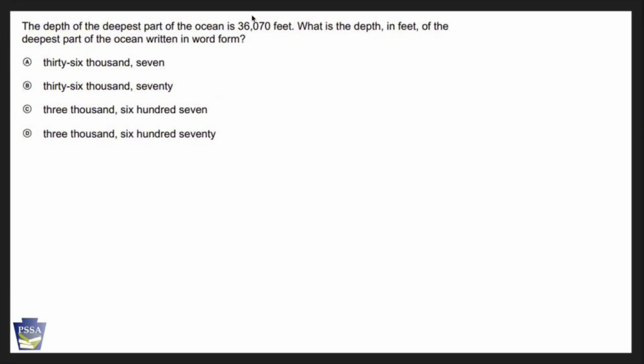And that's it. The depth of the deepest part of the ocean is that number right there. I'm not going to say it yet. I'm not going to say it on purpose. What is the depth in feet of the deepest part of the ocean written out in word form? Let's write that number out. This is what we see. We have 2 digits, a comma, 3 digits.